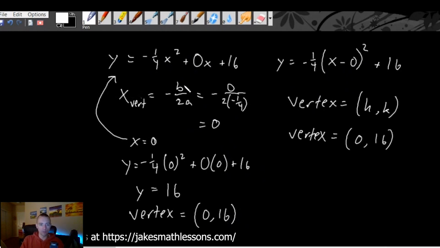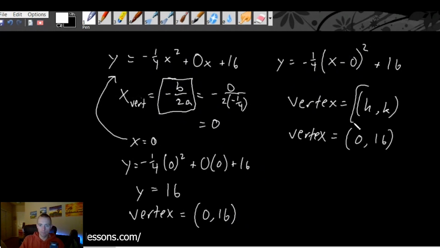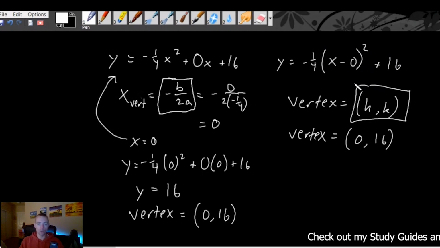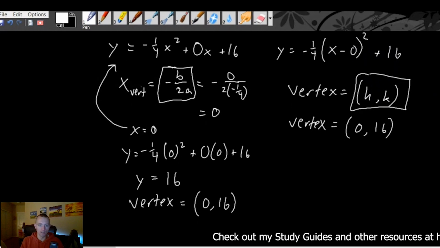If you're in standard form, you just use -b over 2a for the x, and then find the y from there, I should say. If you're in vertex form, it's just (h, k). So that's why I personally like the vertex form a little bit more, just because it directly tells you exactly where the vertex of the quadratic function is.